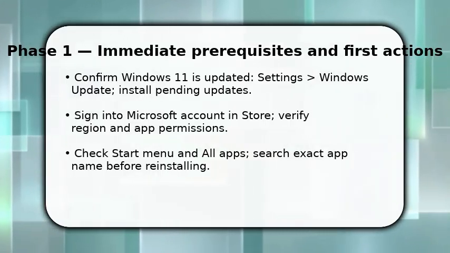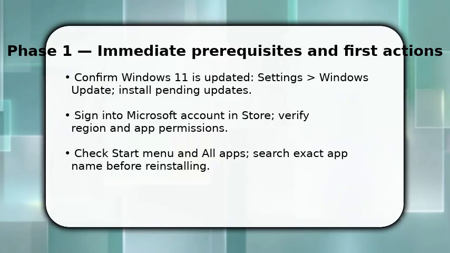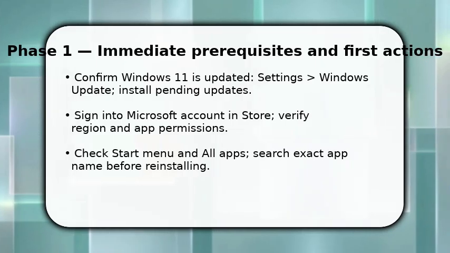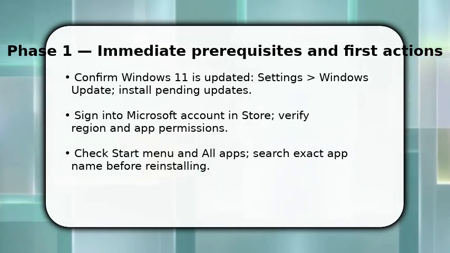Next, search Start, All Apps with the exact app name to confirm it's missing versus simply unpinned. Follow these quick checks first so deeper steps target the real problem.